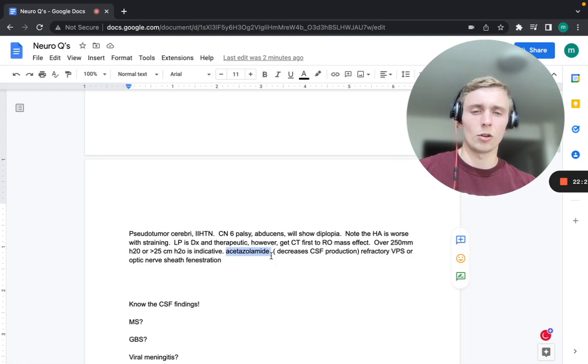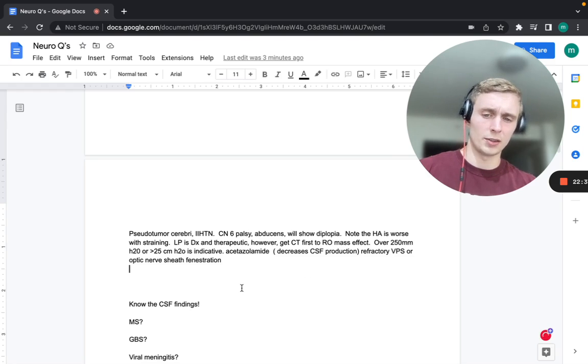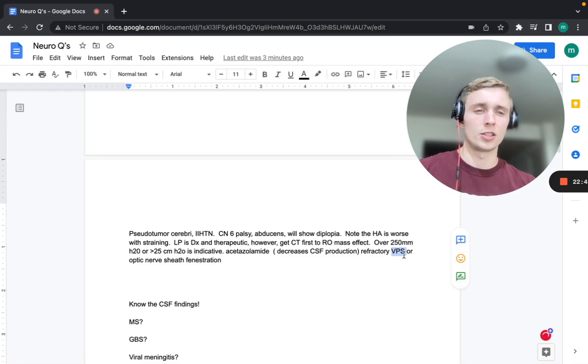And the first line is acetazolamide. So we want to decrease that CSF production overall. And if that doesn't work, after some time of giving acetazolamide, we can do a ventriculoperitoneal shunt or an optic nerve sheath fenestration. So the fenestration basically makes cuts in the optic nerve sheath to relieve some of the pressure around the eye. And ventriculoperitoneal shunt, just a continuous drainage, basically, from the ventricles into the peritoneum, where it just gets reabsorbed and distributed. So that's just a chronic treatment for refractory pseudotumor cerebri.